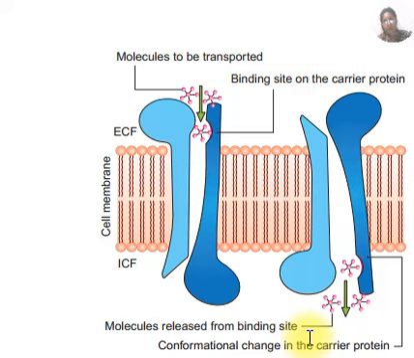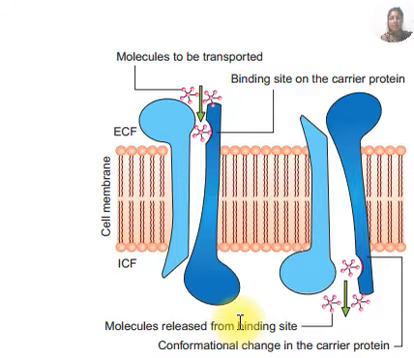There are around 3 types of carrier protein systems that are known: uniport, symport and antiport. In the uniport system, the carrier protein transports only one type of molecule.